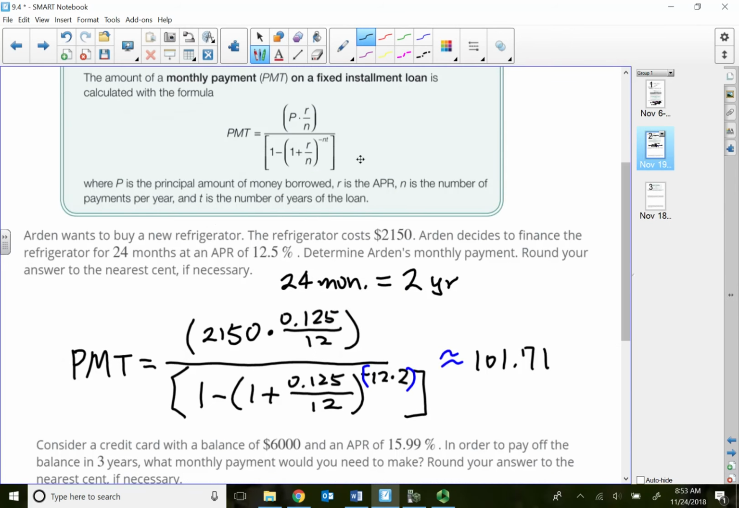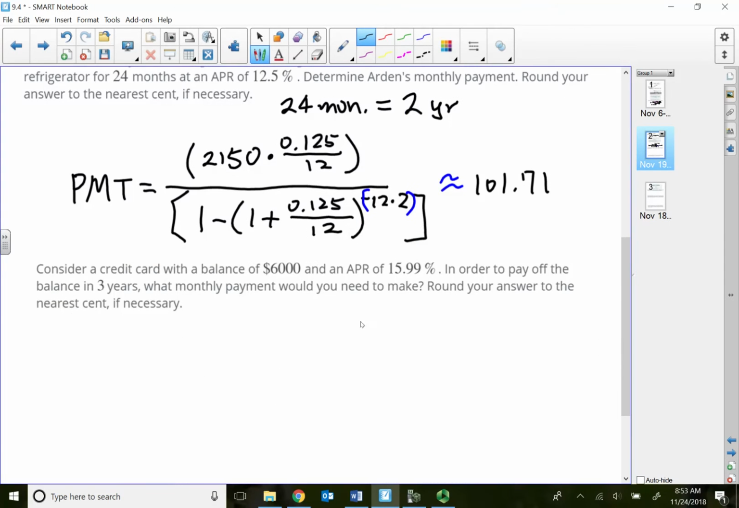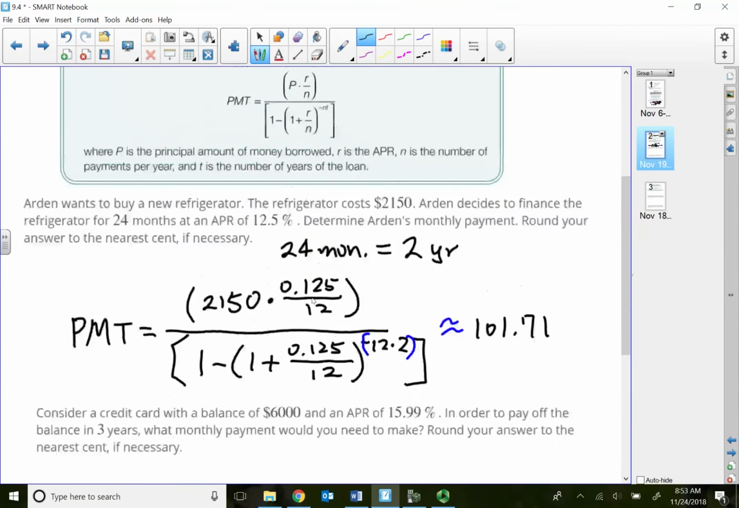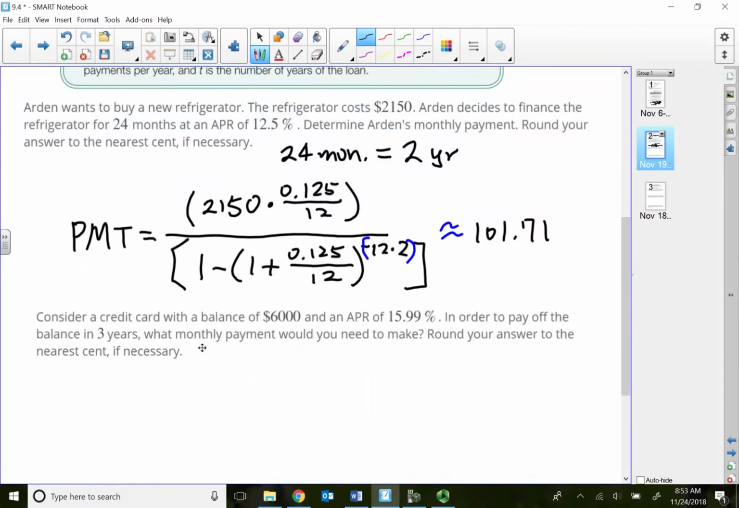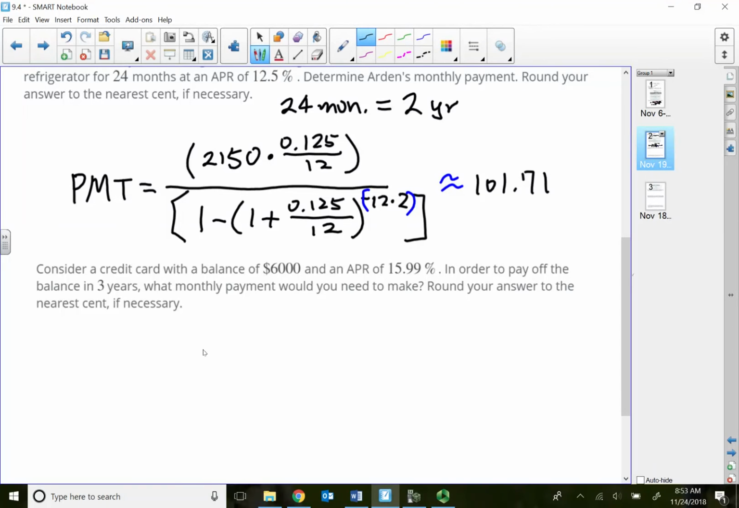That's why this formula comes in. Now this particular example is, okay, if I want to pay everything off in 3 years, this is my APR, this is my balance, what should my monthly payment be in order for me to pay it off? So in a way, we are treating this like an installment loan, because we're trying to pay off this entire balance.